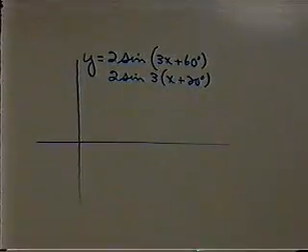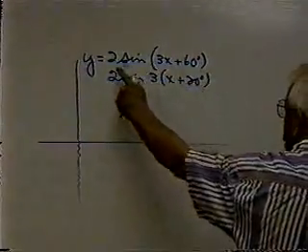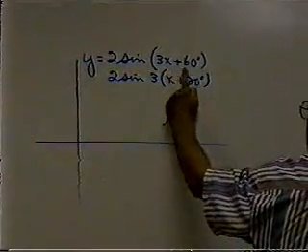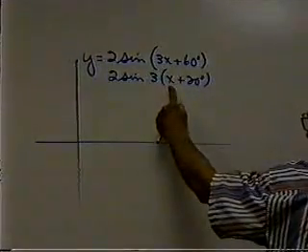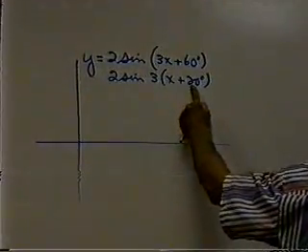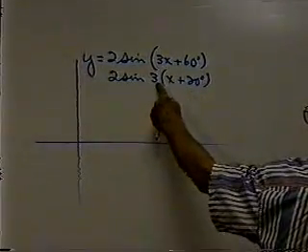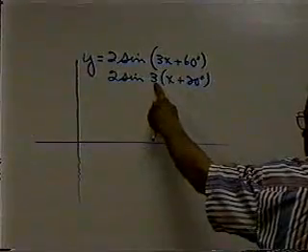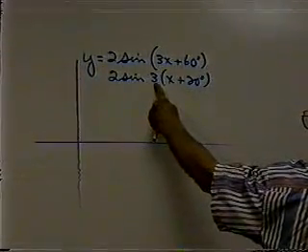Now in this problem we have all those numbers involved. We have the amplitude, the number out in front, which is a 2. Now what we have to do here is factor. We must factor and make this just x or theta, and then plus or minus. If the number's in front of the theta, we must factor it out. So that's the period now, 360 divided by 3, or 2 pi divided by 3.